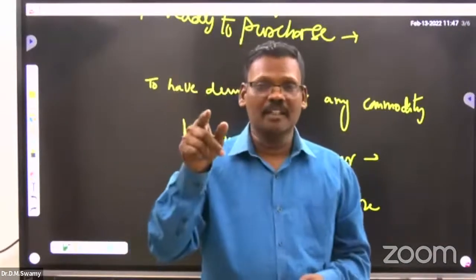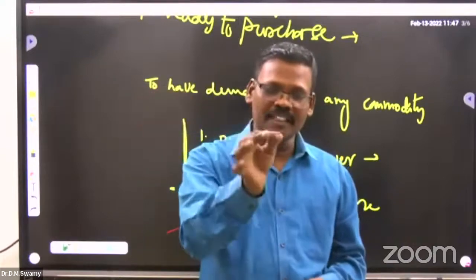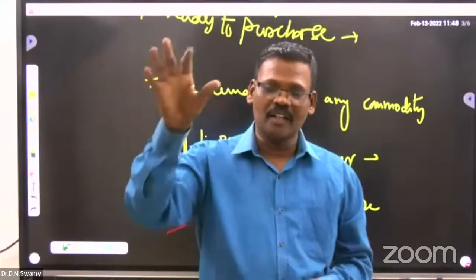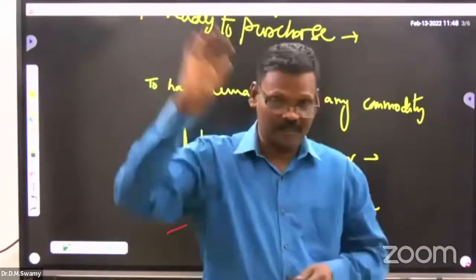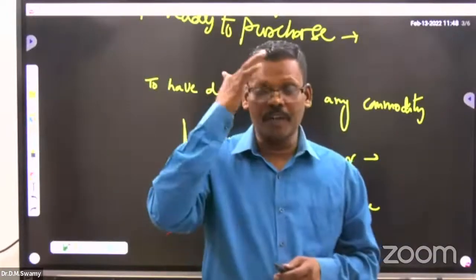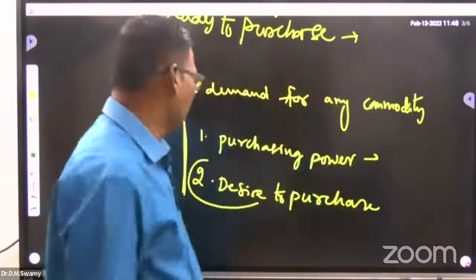Money is required, desire is required, necessity is required. Then only will people try to purchase any commodity. So that is the point we can see.